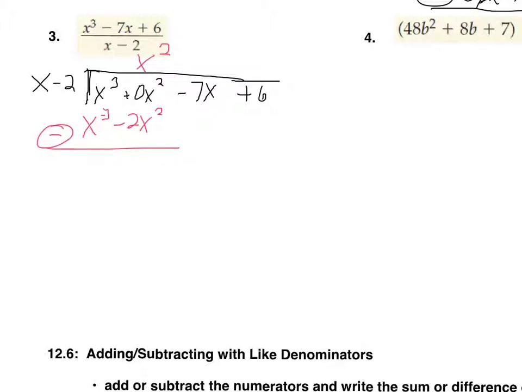So the x to the thirds go away. That's what we knew was going to happen. But look at what we have now: 0x squared minus negative 2. This is why we need the 0 there. Otherwise it wouldn't make sense. You wouldn't have anything to subtract from.